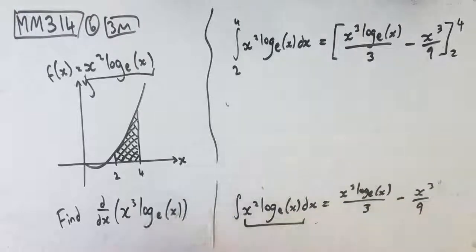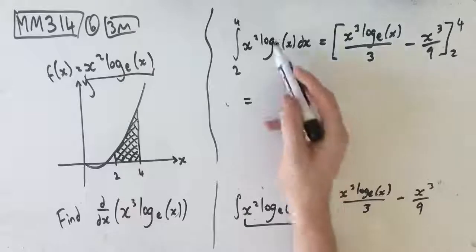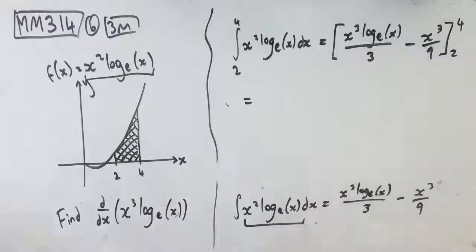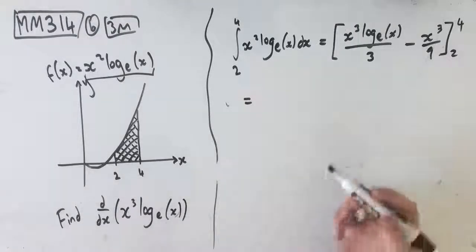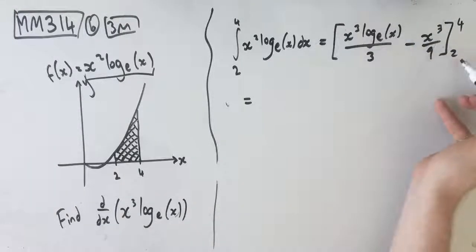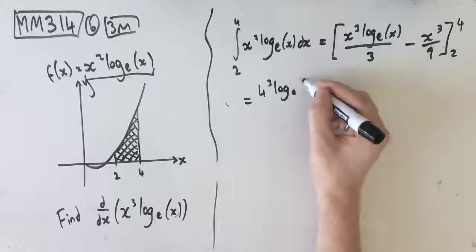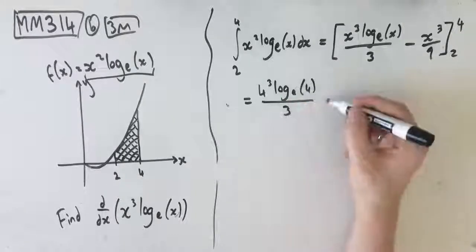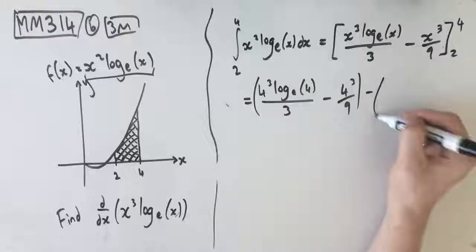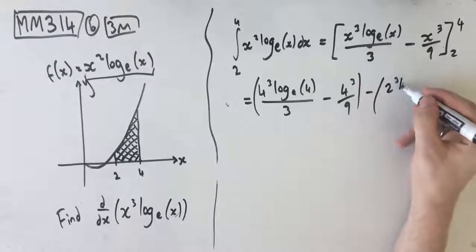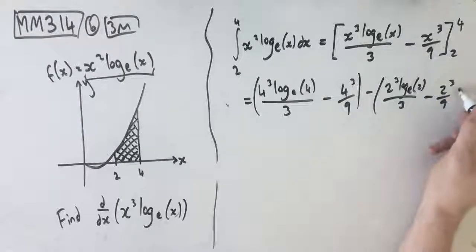So this is what we're going to evaluate, right? So what we're going to end up with is, I'm just going to go equals down here. So it's still equal to this. I'm just moving it over so we have a bit of space. So now we just follow our normal integration process. So we grab our 4, sub it in, then grab our 2 and sub it in. So we get 4 cubed log e of 4 over 3 minus 4 cubed over 9. So that's our first bit. And then we're going to minus all the 2's. So 2 cubed log e of 2 over 3 minus 2 cubed over 9.